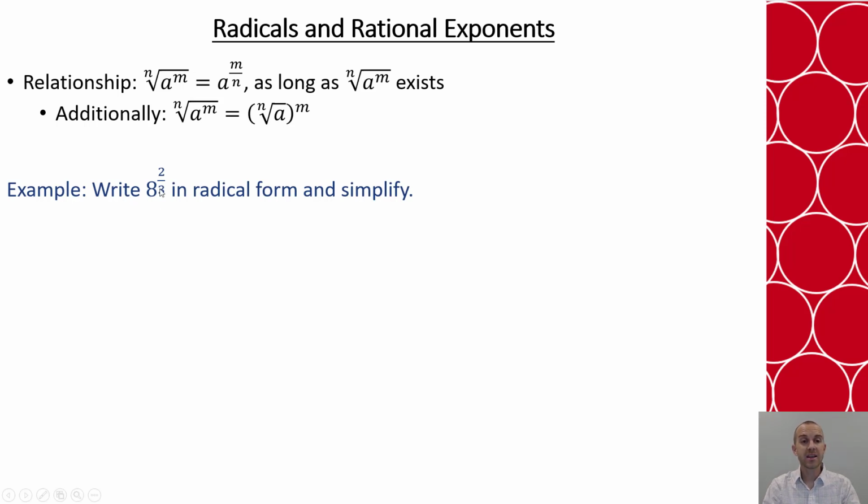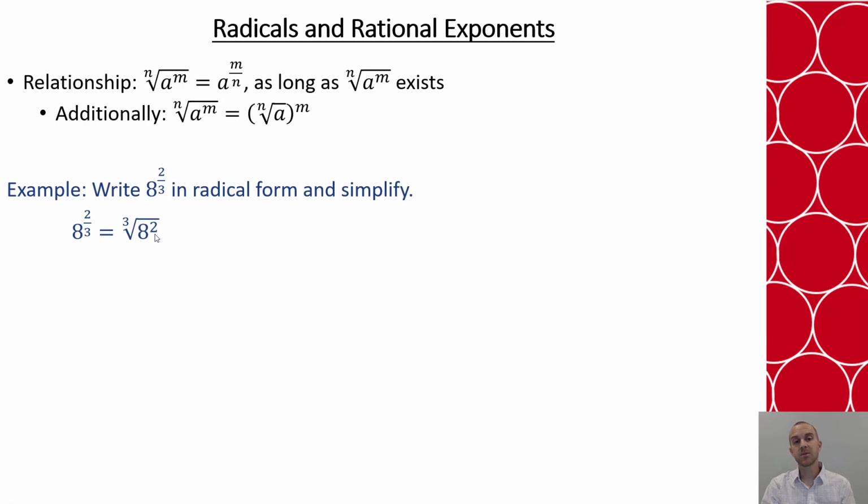Say we have 8 raised to the 2/3 and we want to write it in radical form as well as simplify. Well, the first thing, let's change that to radical form. Again, we recognize that the 2 in this case is my exponent on my radicand, and the 3 becomes the index of the radical. So this would be the 3rd root of 8 squared.